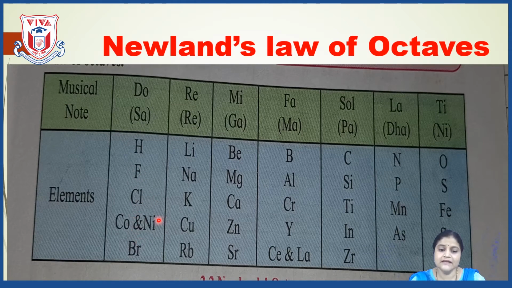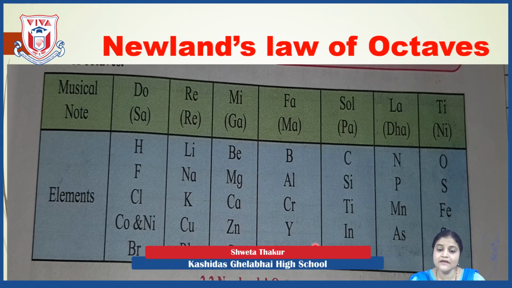Actually, cobalt and nickel, two elements, cannot be placed in the same group, right? Again, there was another example, that is cesium and lanthanum. Again, these two elements were placed in the same group. Okay, this was one limitation.